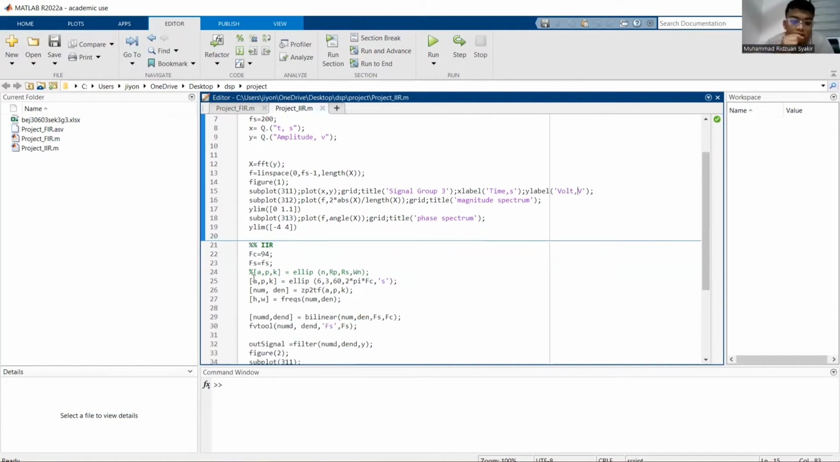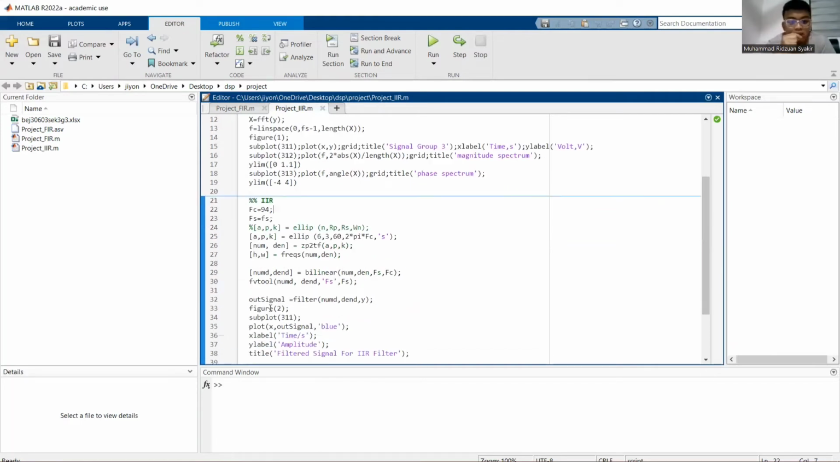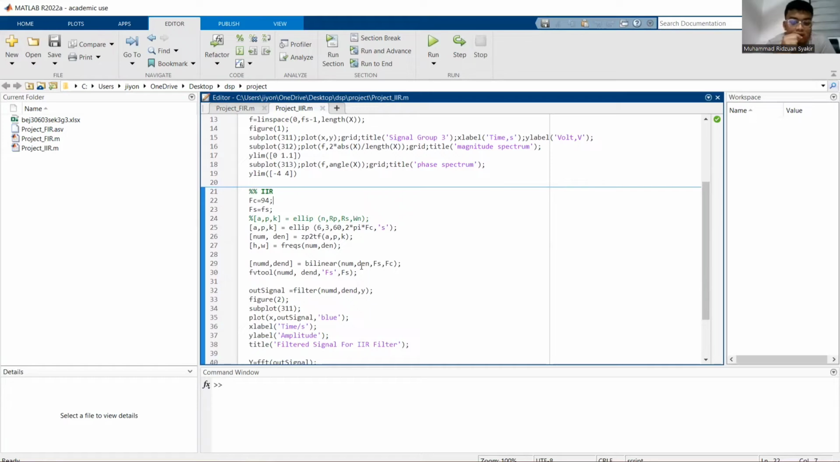For the next one, we have the IIR, continuing the project. Fc equal to 94, and Fs equal to Fs. We have ellip, then ellip again. And then we have the num, and then H w equal to freqz num. Then we have bilinear for num, then Fs and Fc. And then we have freqz num and Fs. For the output signal, we have filter num and Y.